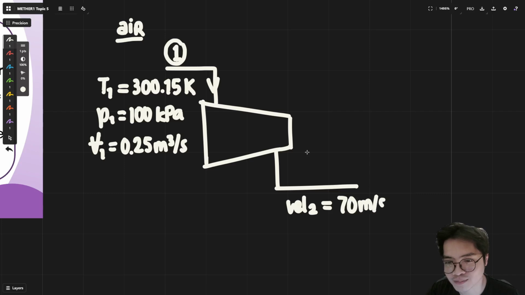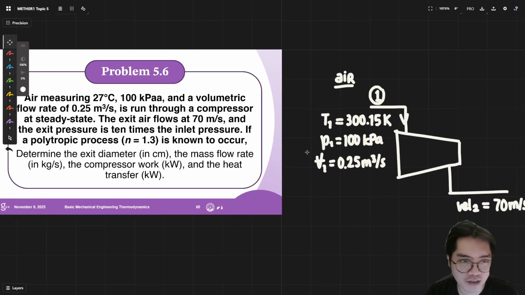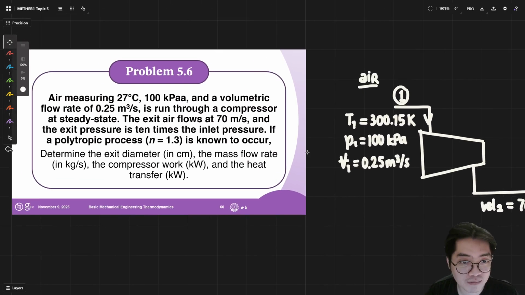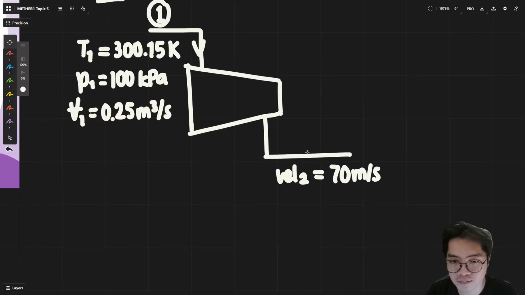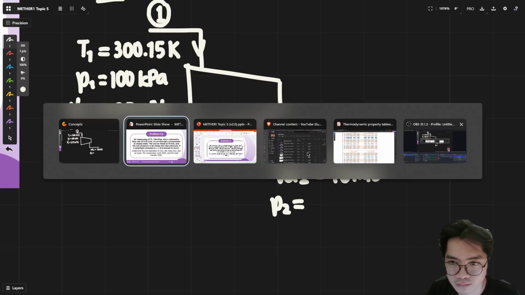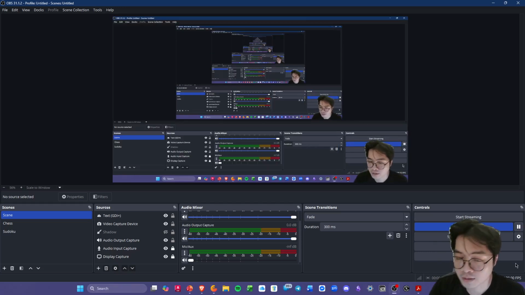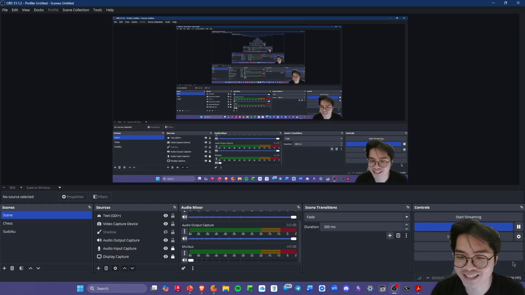This part right here is the very, very maddening one. Exit air flows at 70 meters per second, and the exit pressure is 10 times the inlet pressure. Well, in this case, you will have... Hold on. All right. Well, now you know a little bit of a preview as to when I am recording this.